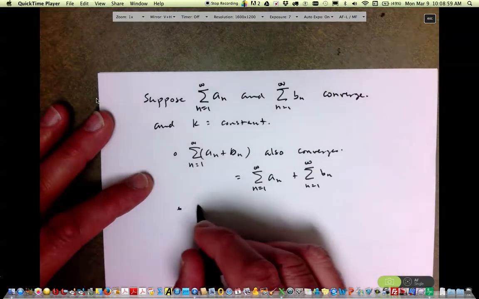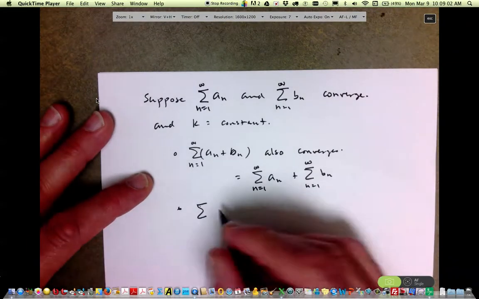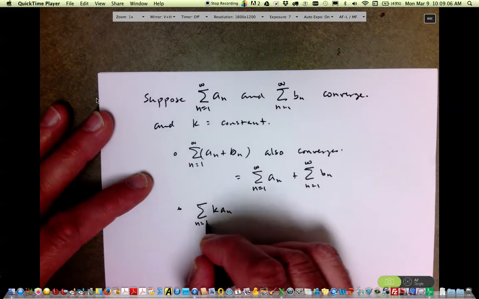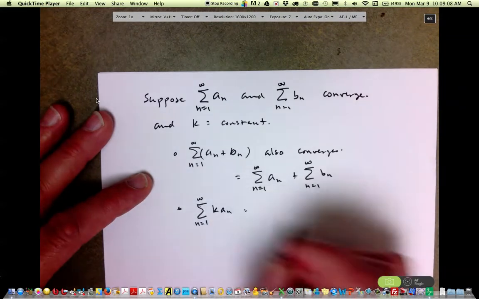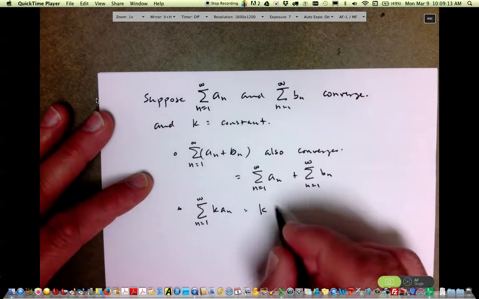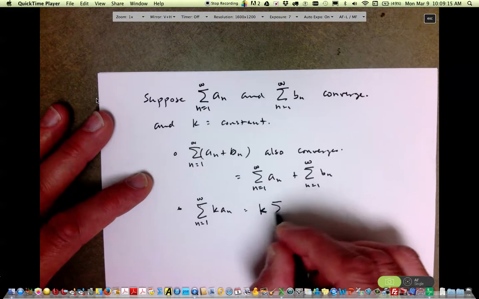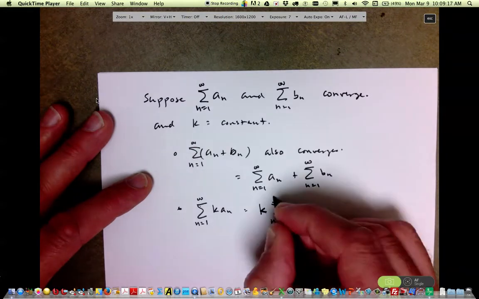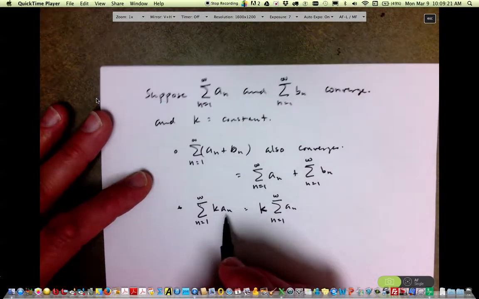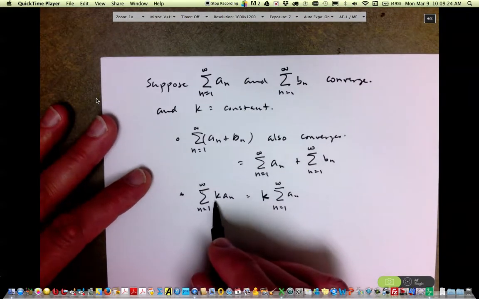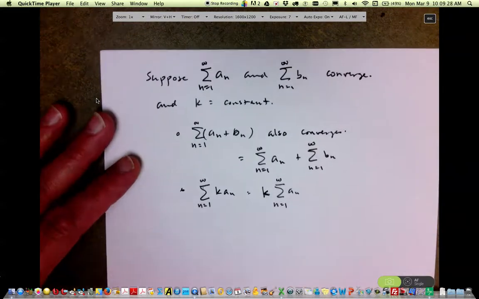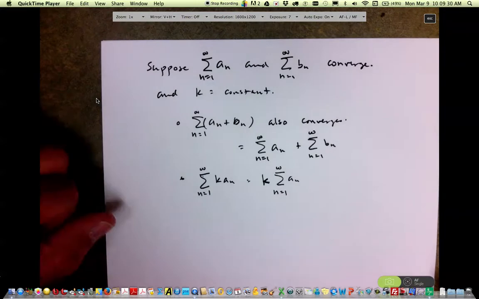Then the other one is if we take all the terms in a series and we multiply them by a constant and we add them all up. You can think of this as an infinite number of terms. They all have a common factor. We can take that common factor out and we'd end up with k times the sum from 1 to infinity of a sub n. So if the sum of all these a sub n's converges, then if we multiply everything by a constant, the new series is also going to converge. And again, it seems to me like that's kind of intuitive.